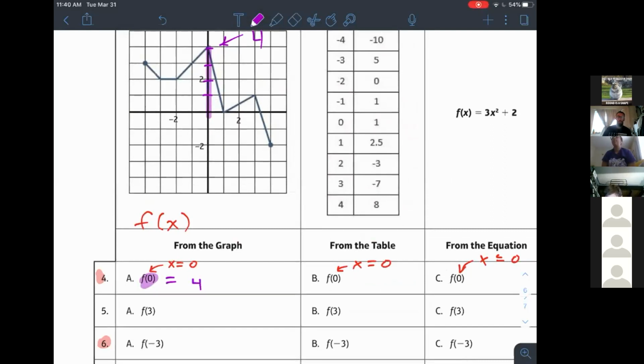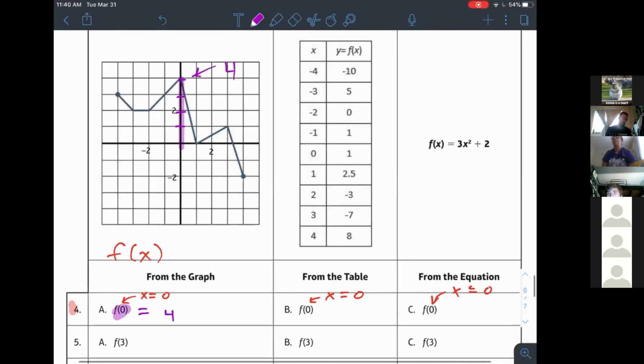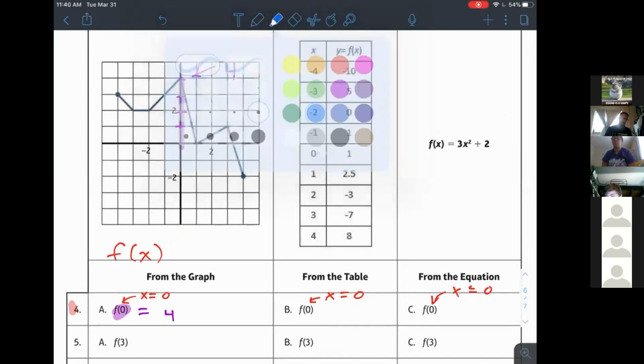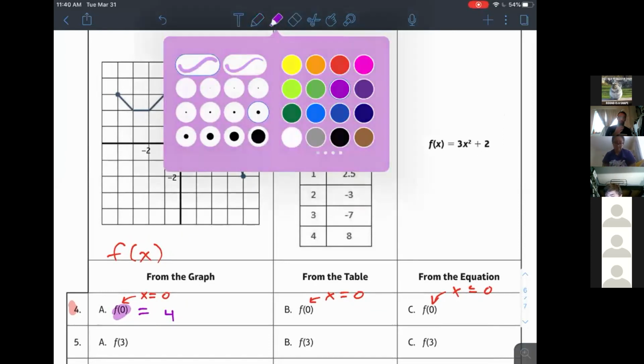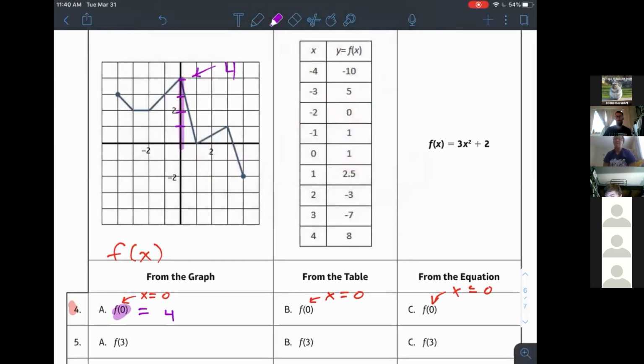Right on. Can anyone tell me what they think f of 0 is from the table? So again, we're looking for where x is 0. So let's cruise to the table and find where x is 0. Well, here's x, and boom, that's where x is equal to 0 right there. So what's the value when x is equal to 0? 1.